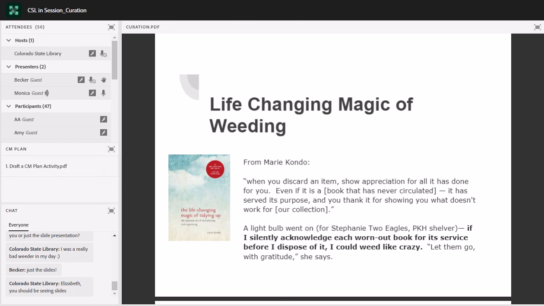So one of the shelvers at the branch that I work at, Park Hill, said that after reading The Life-Changing Magic of Tidying Up by Marie Kondo, if she silently acknowledges each worn-out book for its service before she disposes of it, she could weed like crazy. Let them go with gratitude. Marie Kondo says that even items that we find are not useful for us, books that have never circulated, we can thank them for showing what doesn't work for our collection. And we can thank them for what they've done for us. And that helped her a lot.